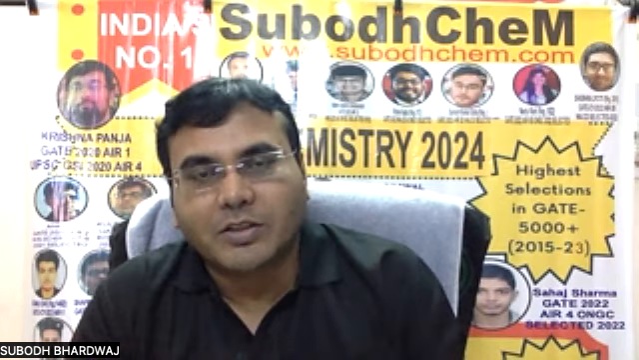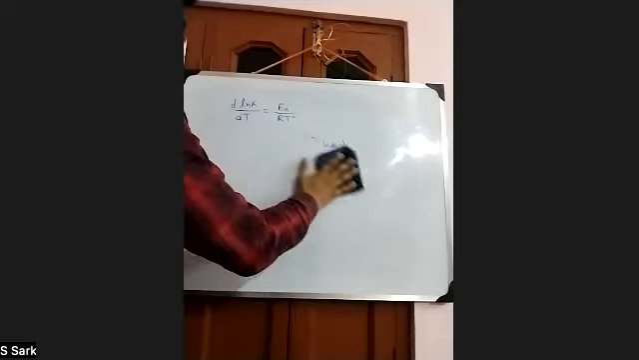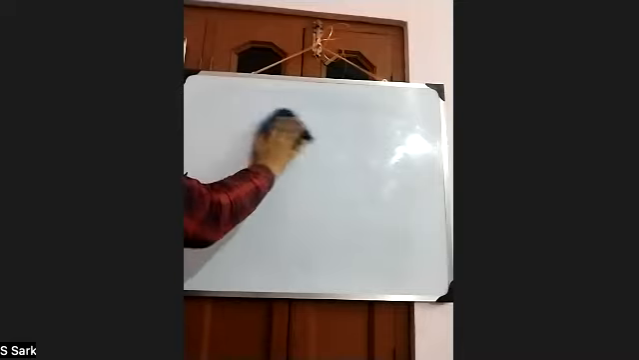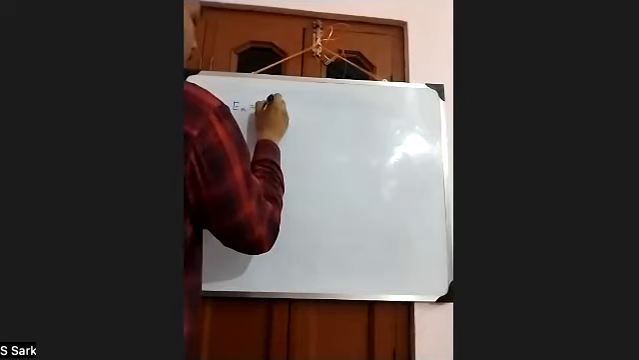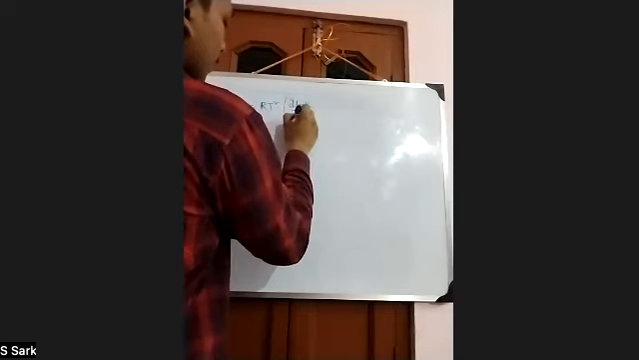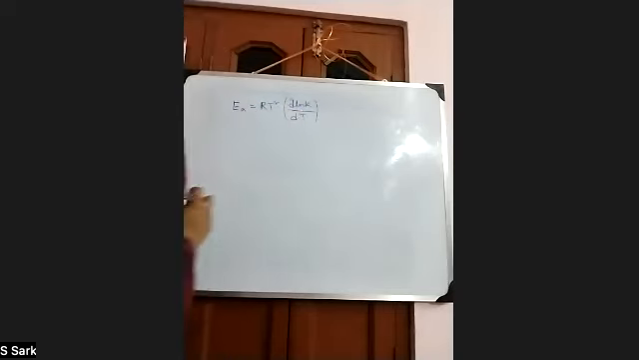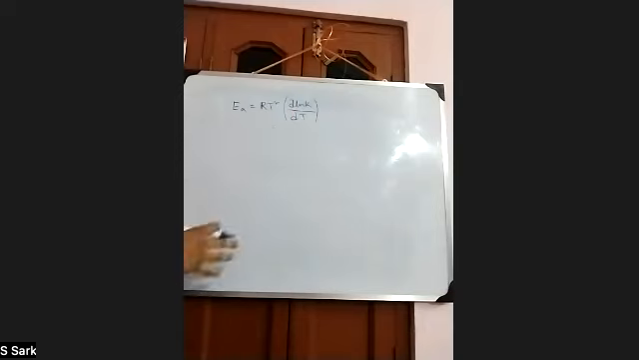What is the main purpose of this formula? From this formula, we can predict the value of activation energy theoretically, because this formula is a fundamental formula for the Arrhenius equation. From this equation, we can deduce the actual Arrhenius equation, which is K equals A into e to the power minus EA by RT.